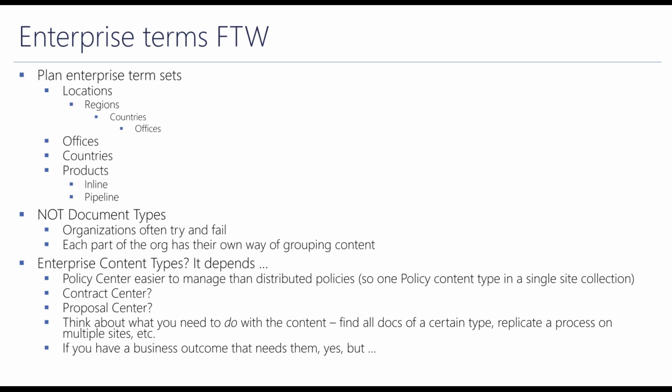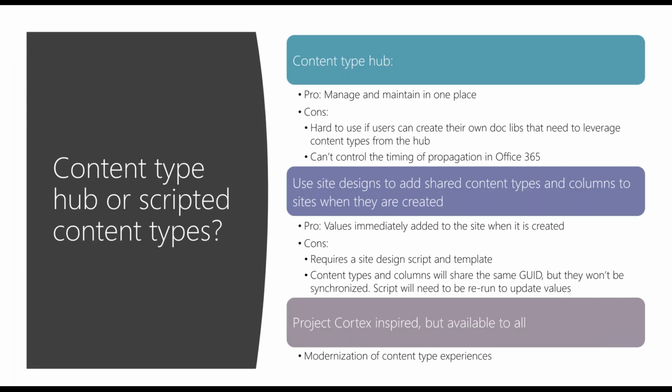So it'll be a much more efficient way of dealing with shared metadata, shared terms, and shared content types. There's a lot of different ways you can do this today. You can use the legacy content type hub. You can use a site design that makes a copy of a content type. Doesn't help you from maintaining it, but it does help you make sure that you're using the same exact content type GUID in every single site. Or you can just hang on a teeny bit until the modern content type hub is available in your tenant.